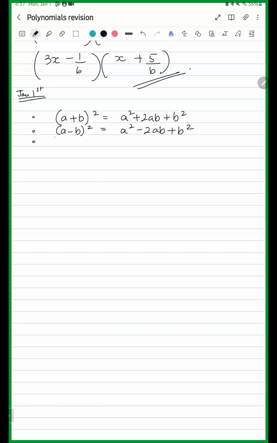Abdul Jabbar, can you tell us what is this? How do we expand this? What will it become? This identity, do you remember? a square minus b square. Very good. So a square minus b square.